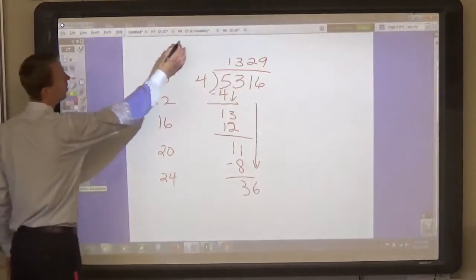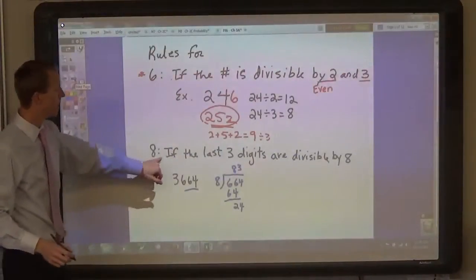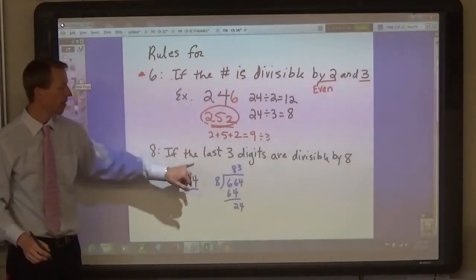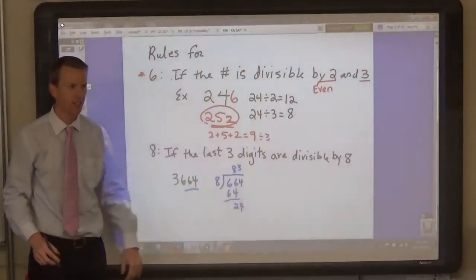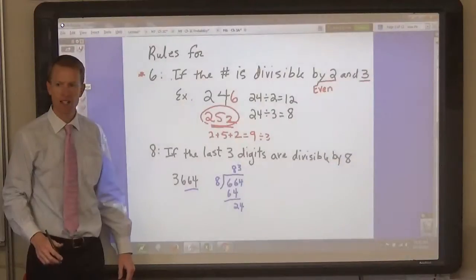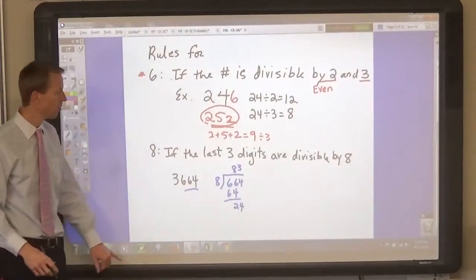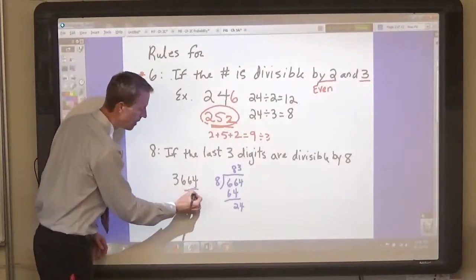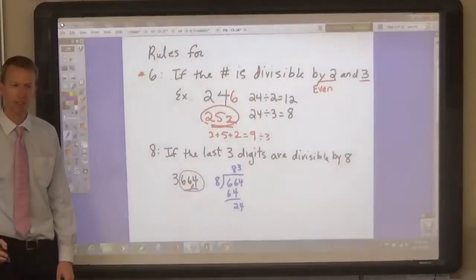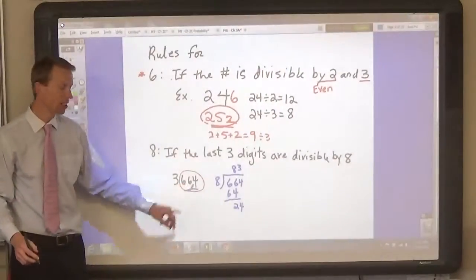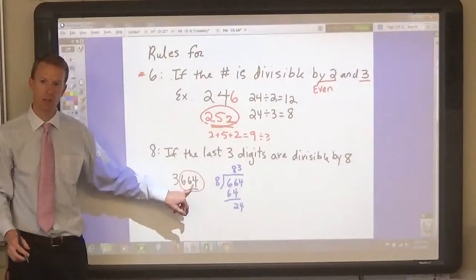The same is true for the number 8. We'll get back to the number 6, but if the last three digits are divisible by 8, then the number is divisible by 8. So you can find the last three digits when you're checking to see if it's divisible by 8, and then check those digits, and if those digits are divisible by 8, then the number is divisible by 8.